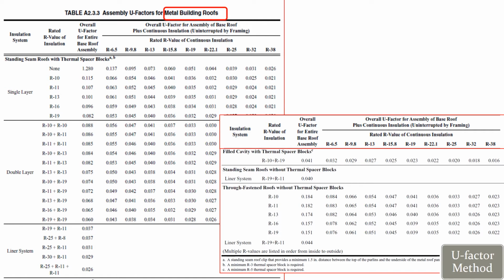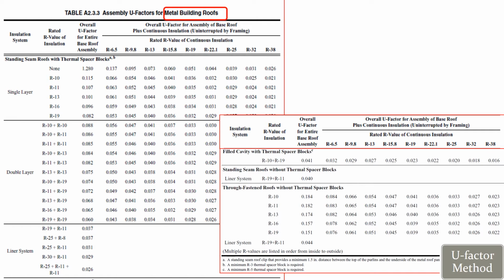And then moving on, you have through-fastened roofs without thermal spacer blocks, of course. Thermal spacer blocks are not commonly used with through-fastened roofs because of the longer fastener needed. So if you do run into a situation where it's being specified, please check with the roofing manufacturer or the metal building manufacturer to see if that would work with their roof system.